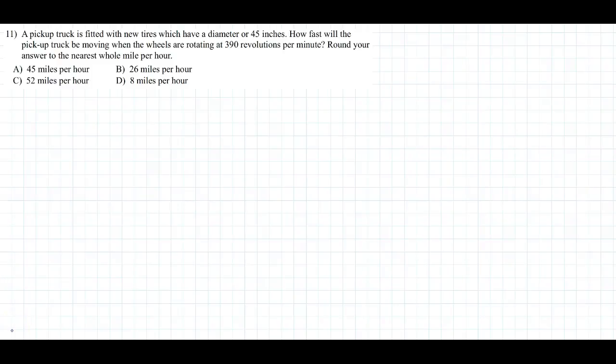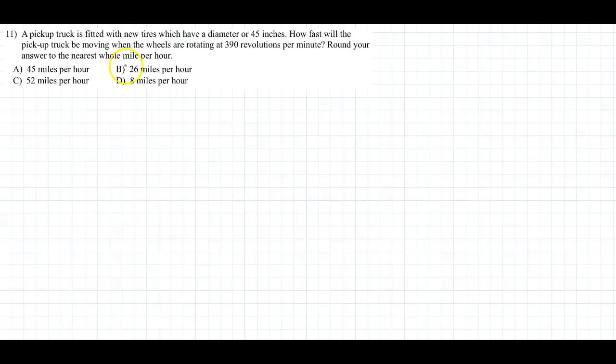Welcome back. This is the linear and angular speed questions from the Unit 4 quiz that we took a couple weeks ago. So a pickup truck is fitted with new tires which have a diameter of 45 inches. How fast will the pickup truck be moving when the wheels are rotating at 390 revolutions per minute? Round your answer to the nearest whole mile per hour.